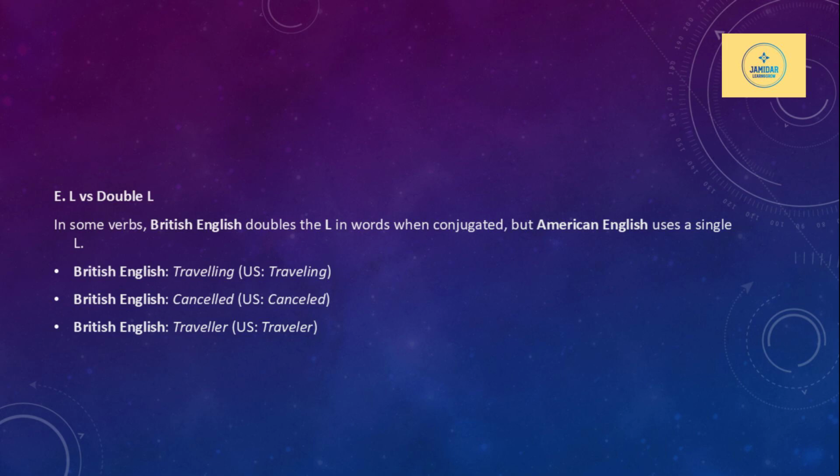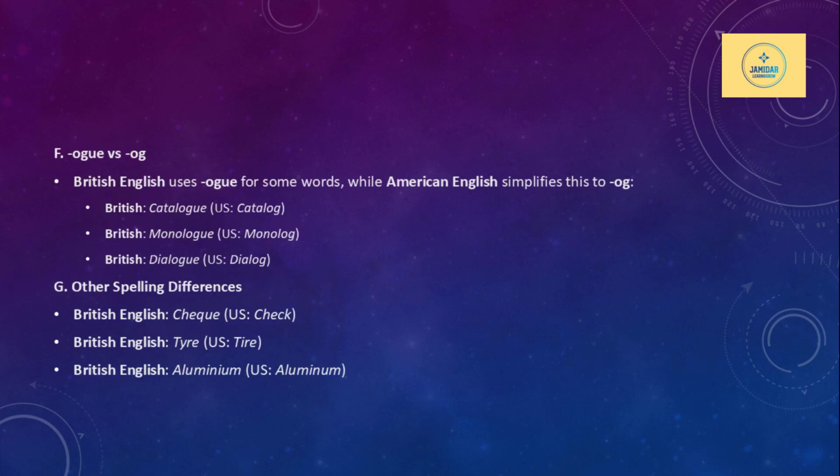In some verbs, British English doubles the L in words when conjugated, but American English uses a single L. For example, travelling in British English becomes traveling in American English. British English uses OGUE for some words, while American English simplifies this to OG. For example, catalogue in British English becomes catalog in American English.